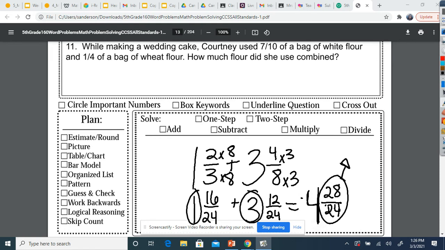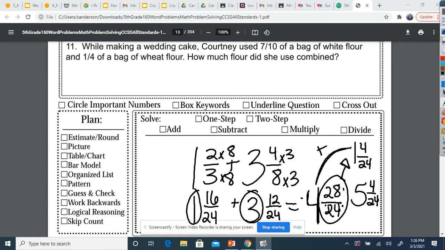So how many times will 24 go into 28? 24 will go into 28 once. And how many left over? 24, 25, 26, 27, 28. 4 left over. Keep my original denominator. So now I can just combine it back with the 4. That's going to give me 5 and 4 24ths.